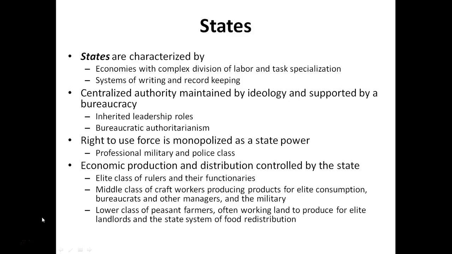There's a lower class of peasant farmers who are often working land to produce for elite landlords. They do not own the land themselves, and they're producing not just to feed themselves, but to feed into a state system of food redistribution.